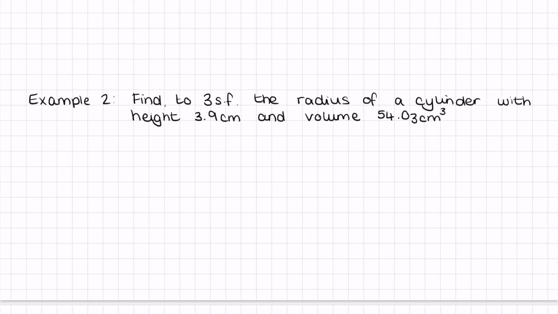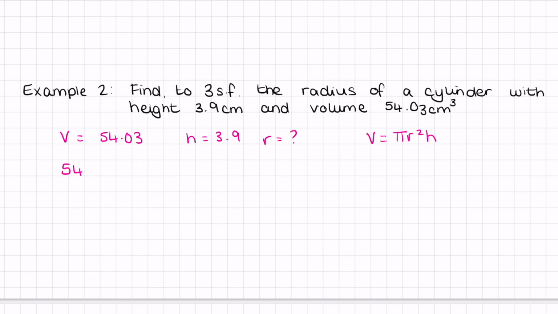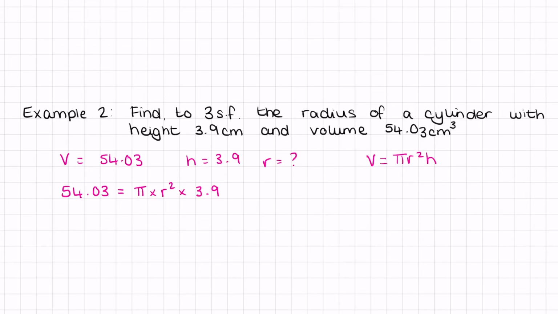Example 2, find to 3 significant figures the radius of a cylinder with height 3.9 centimeters and volume 54.03. So we know the volume of a cylinder, the volume is 54.03. We know the height is 3.9 and we want to find the radius. So with this information we can use the volume formula, which is volume equals pi r squared times by height. So our volume is 54.03. That equals pi times by our radius squared, which we don't know, multiplied by the height of the cylinder, which is 3.9, and then we can solve that.